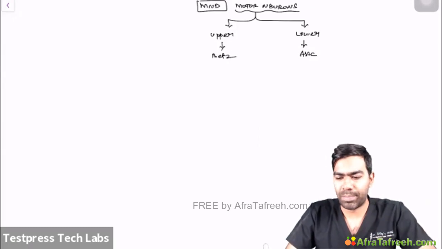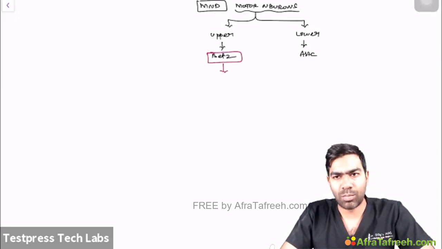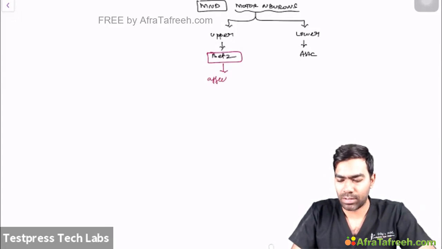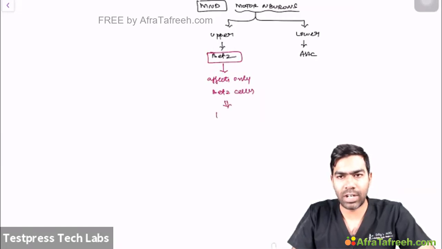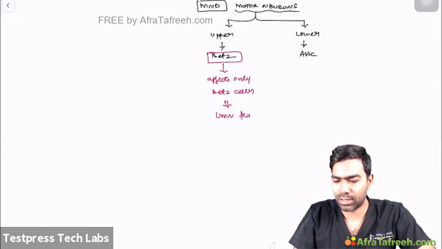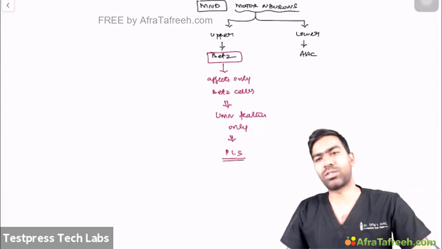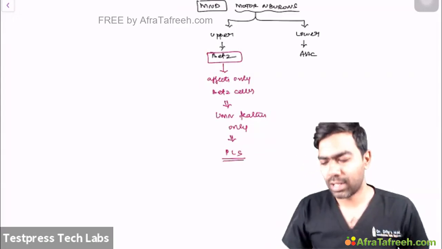When you take the Betz cells, that is the upper motor neurons, there are some motor neuron diseases which affect only the Betz cells. They will have only UMN features only, and that disease is what we refer to as primary lateral sclerosis. That's called PLS, primary lateral sclerosis.